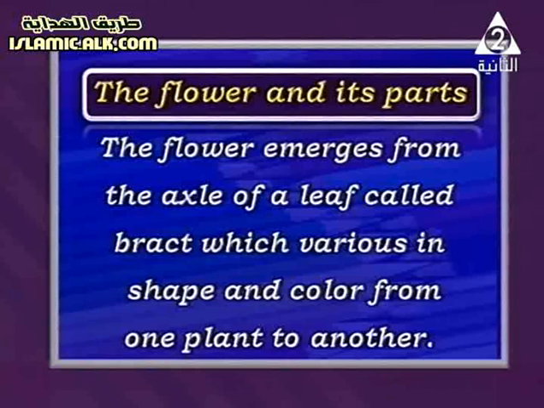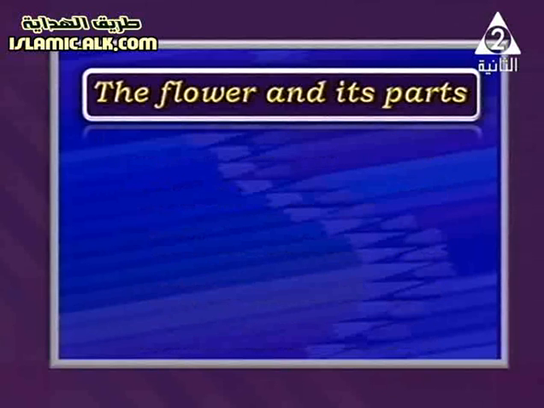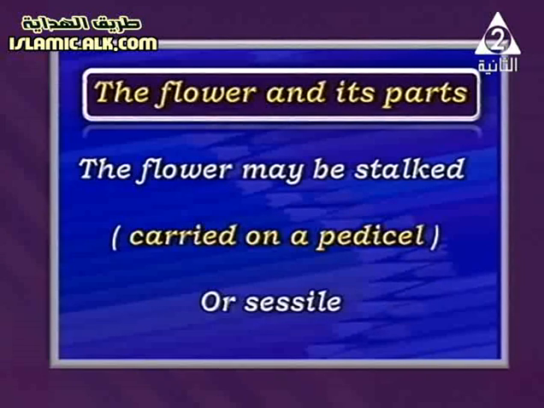It may be large, it may be small, it may be cylindrical, and so on. And also the flower may be what? Stalked. What is meant by stalked? It has a long part, and after that you find the flower. Or they are sessile. Sessile means they are set directly on the stem. They are carried on a pedicel, or they are sessile.